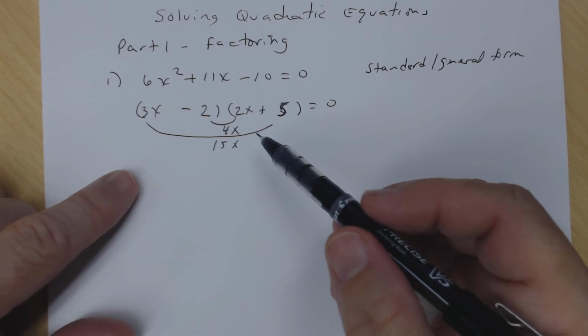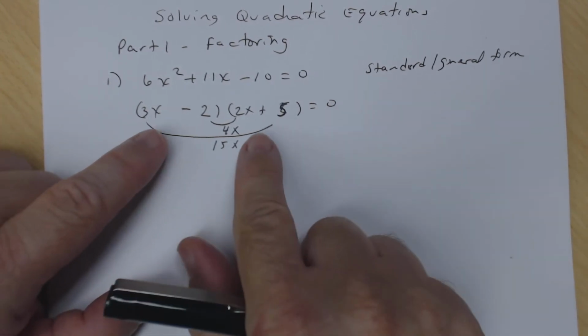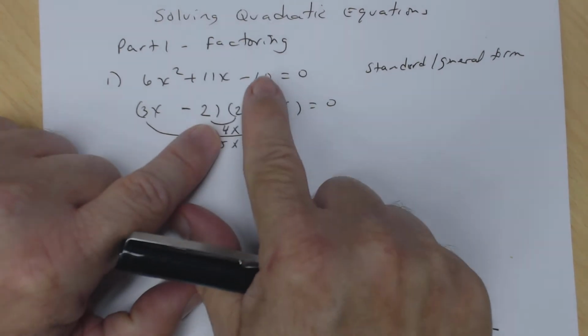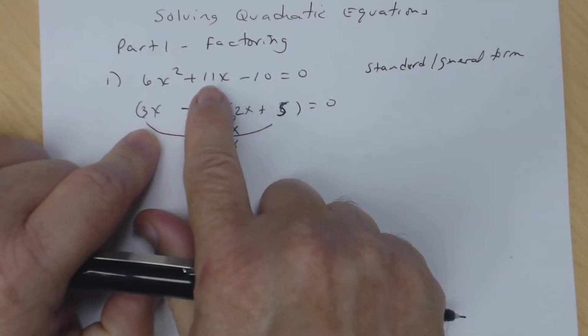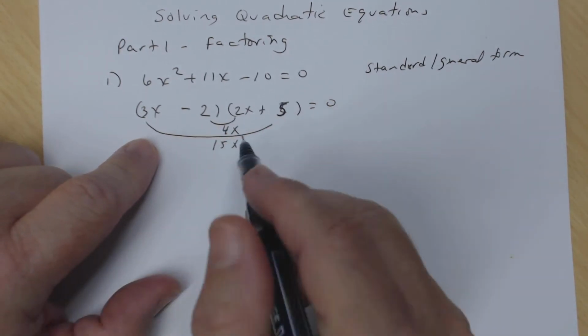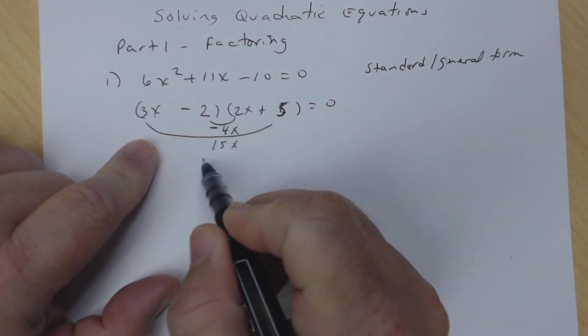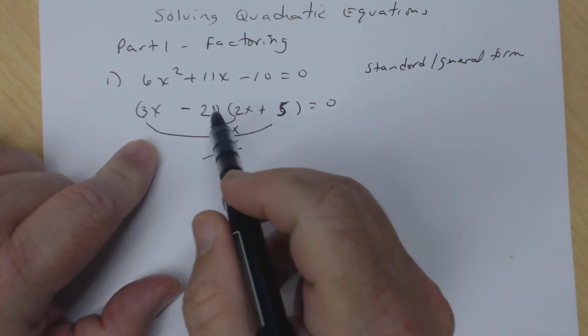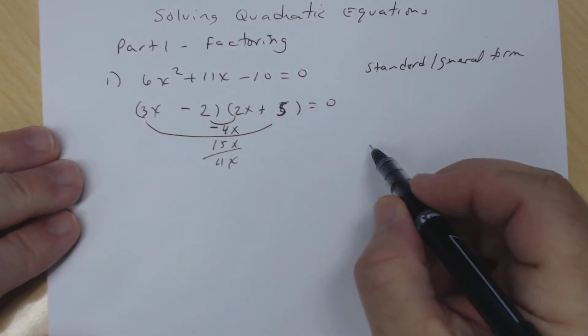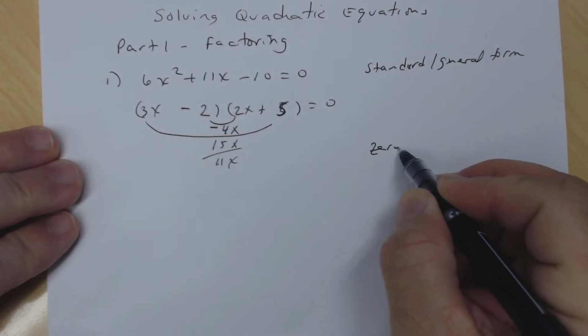Before you go on to the next step, always check your work. 3x times 2x is 6x squared. A negative 2 times a positive 5 is a negative 10. Now let's make sure we get that middle term. The outer is 15x. The inner is a negative 4x. And when I add them up, I get 11x, and that's what I wanted. Okay, now the next step, once you factor, is to use the zero factor property.